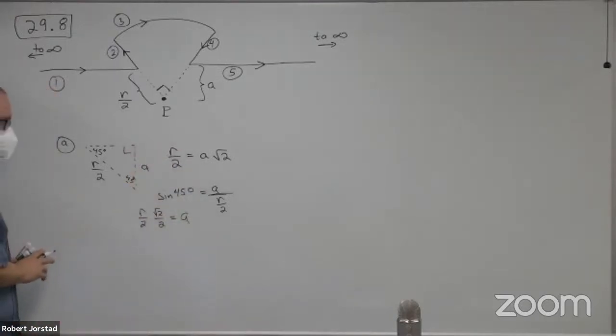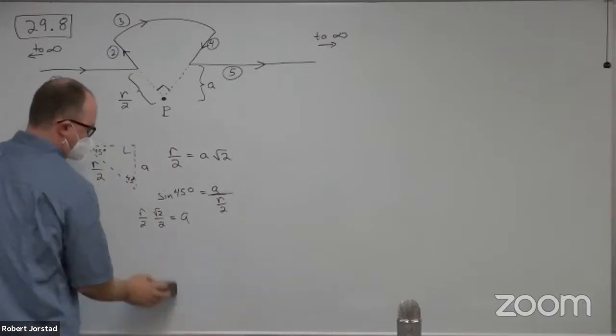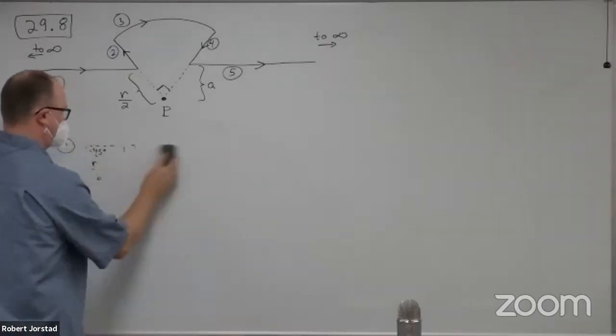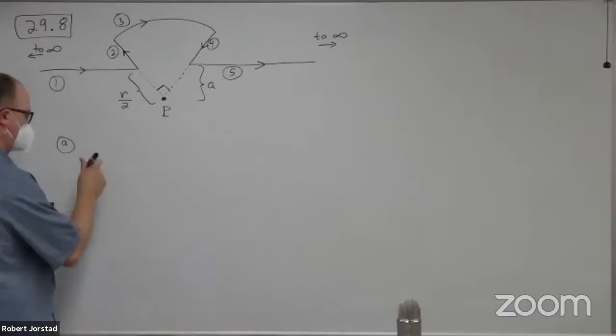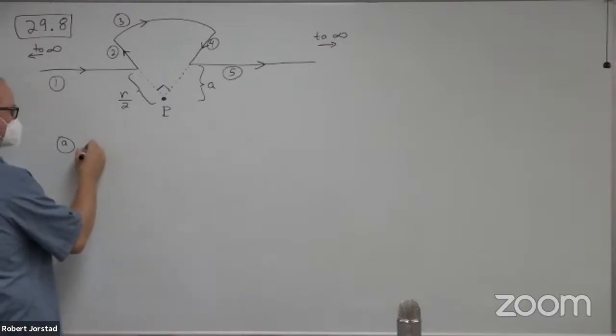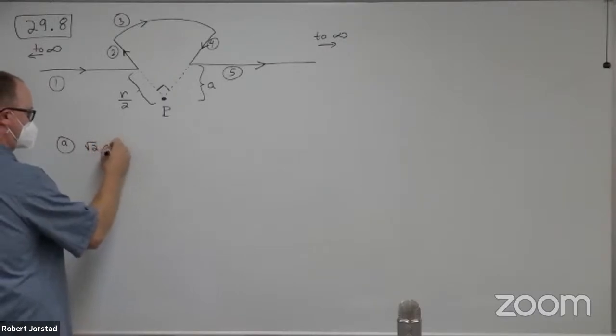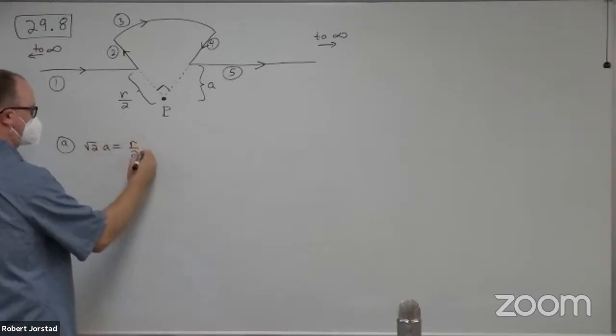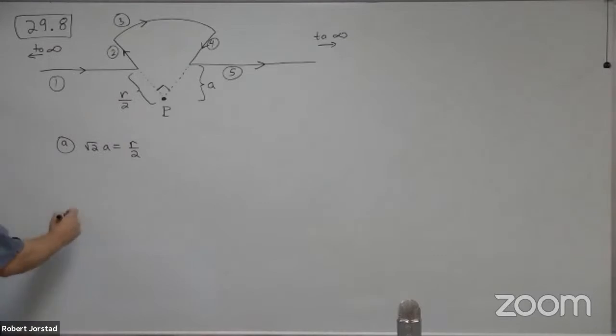Same thing when you clean them up. All right, nothing fancy. So, just to ensure we have maximum room, we said that root 2 times A equals R over 2. All right, what's part B?